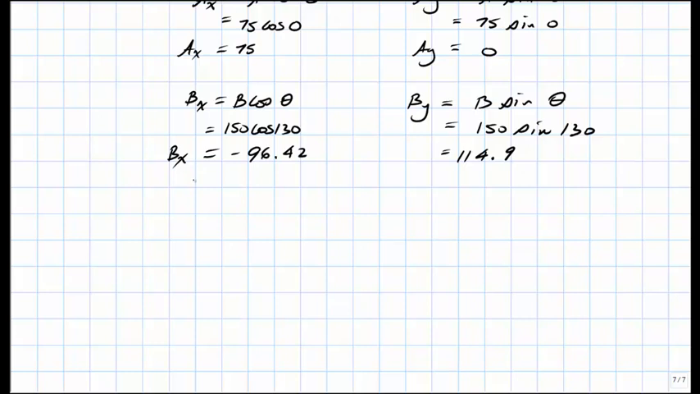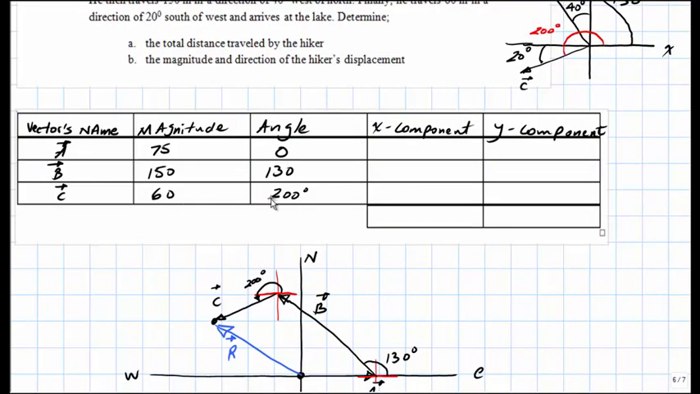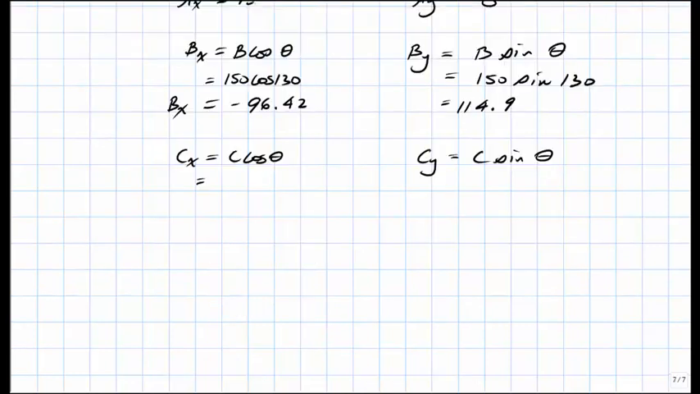Finally, we'll conduct the same calculations for Cx and Cy. So again, Cx just equals C times cosine of theta, Cy equals C times the sine of theta. The values for the vector C are 60 and the angle is 200. So this is 60 times the cosine of 200, and Cy equals 60 times the sine of 200.